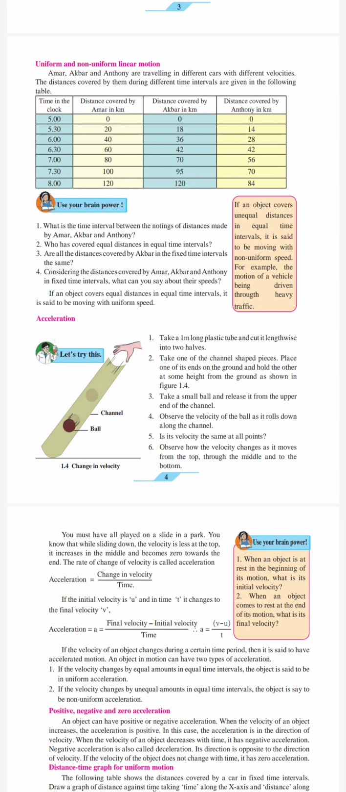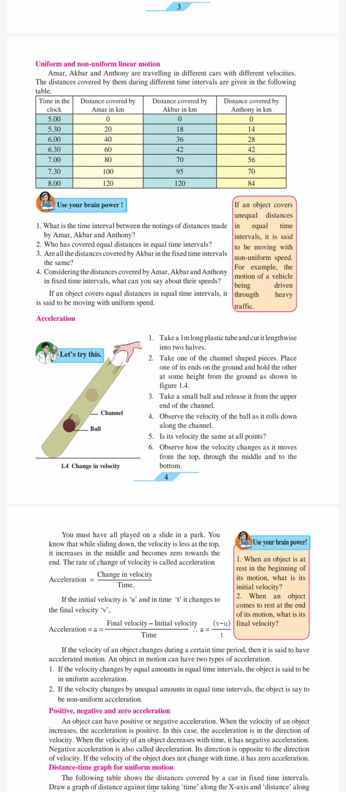So this we are calling uniform linear motion. It means at equal intervals of time, equal distances are covered. At equal intervals of time, Amar is covering equal distance. It means in every half hour Amar is covering 20 km.